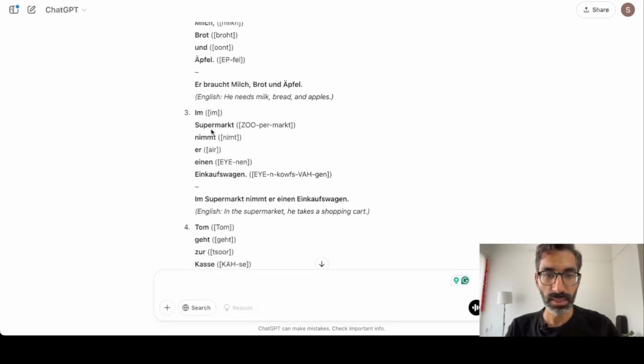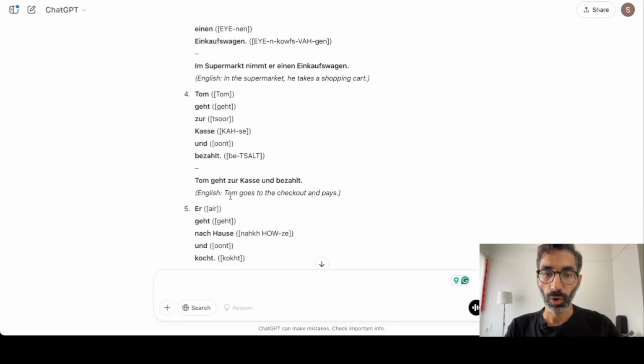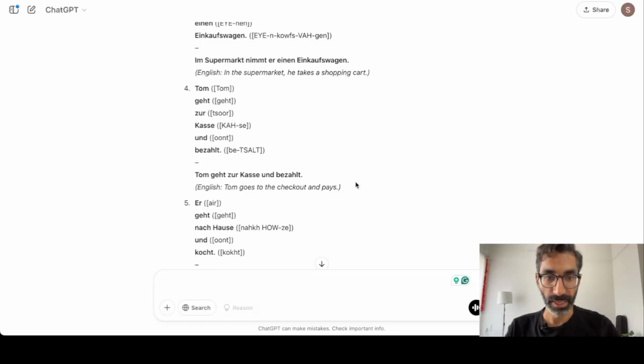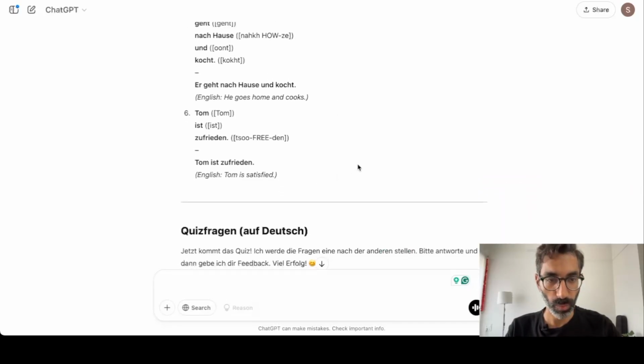The next sentence is im Supermarkt nimmt einen Einkaufswagen, which means in the supermarket he takes a shopping cart. Again, im Supermarkt nimmt einen Einkaufswagen. Tom geht zu Käse und bezahlt. Tom goes to the checkout and pays. Okay. Similarly, you can just follow along and see and try and read the other sentences as well.